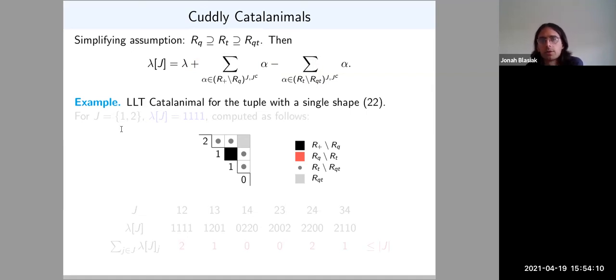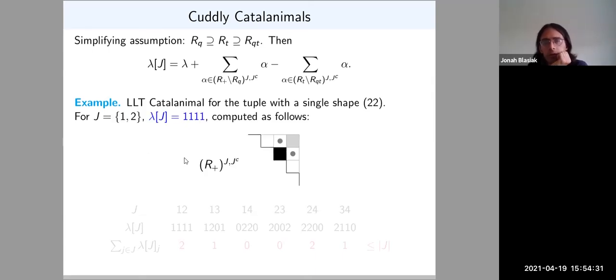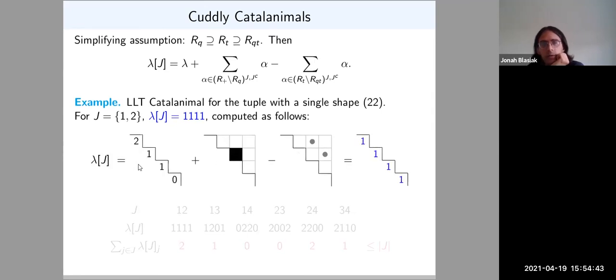So here's the LLT cattle animal for just a single Schur function s_22. There are no attacking pairs here. If I take the subset J to be the set {1, 2}, then here's how we compute this augmented weight lambda bracket J. First of all, we take all of the roots and look at the ones that go from the set J to the complement of J. That's given by this square's worth of roots here. And then in pictures, lambda bracket J is the following.